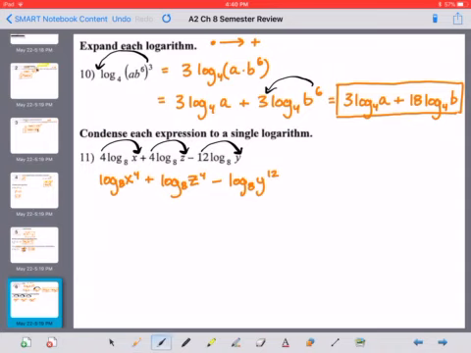Okay, and then if you remember, addition contracts into multiplication. So this rule up here works both ways. So if we condense this, we'll just get a single log with a base of 8 of x to the 4th times z to the 4th. And then we still have this minus log base 8 of y to the power of 12.